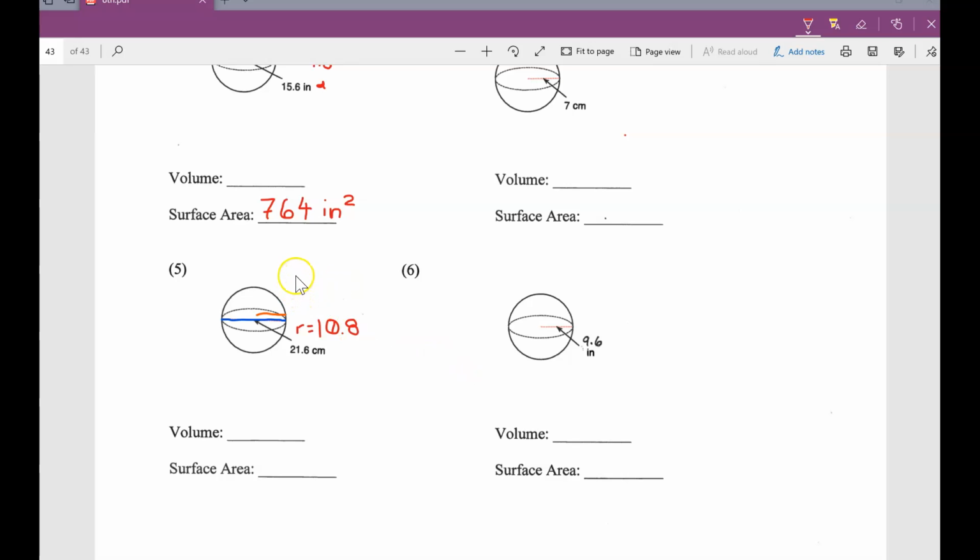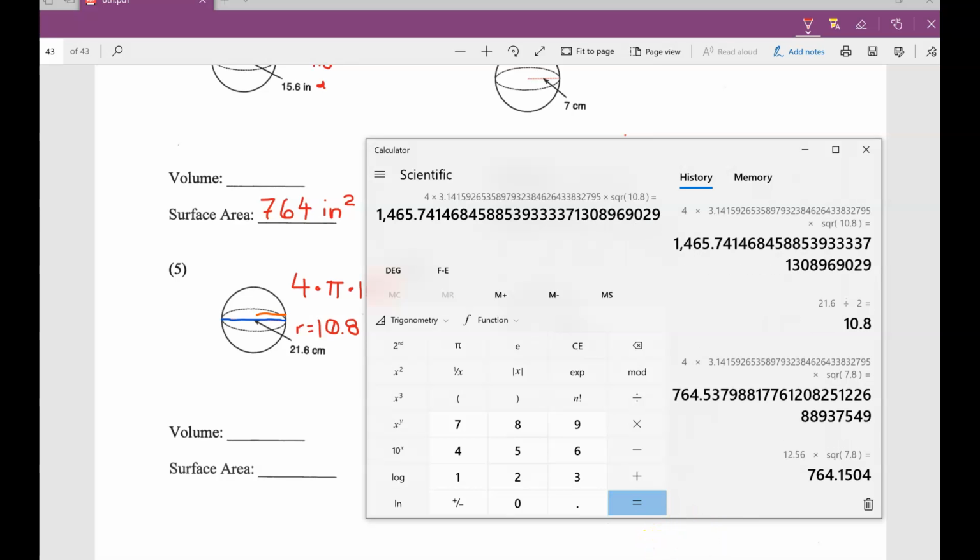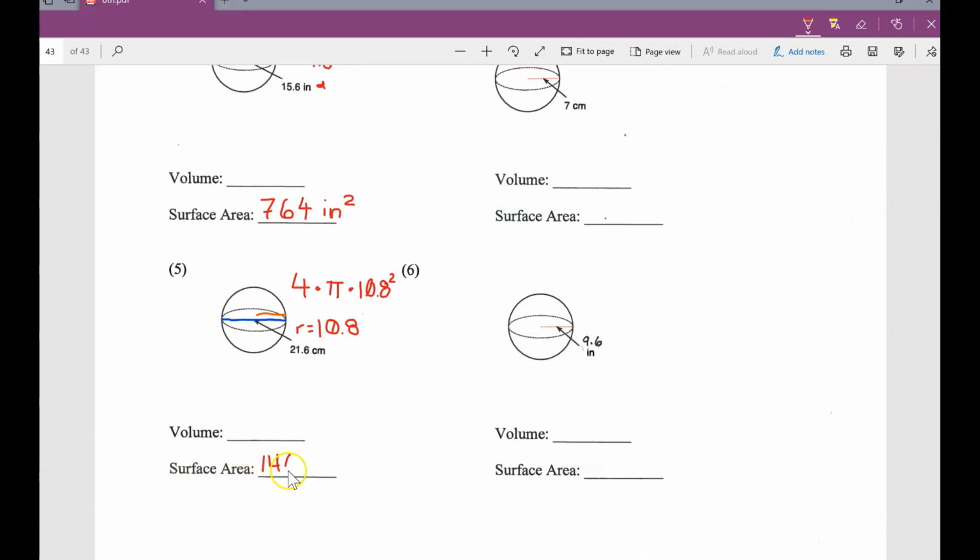Okay, so let's plug that into our formula. 4 multiplied by pi multiplied by 10.8 squared. Pull up our calculator. 4 multiplied by pi multiplied by 10.8 squared. And that is 1,465, or thereabouts, depending on which version of pi you use. And this is in centimeters, and since it's surface area, squared.